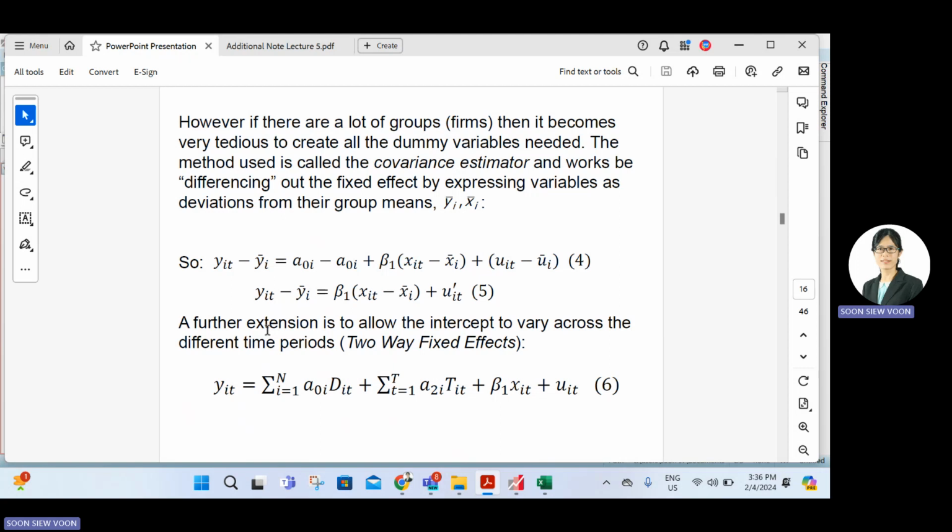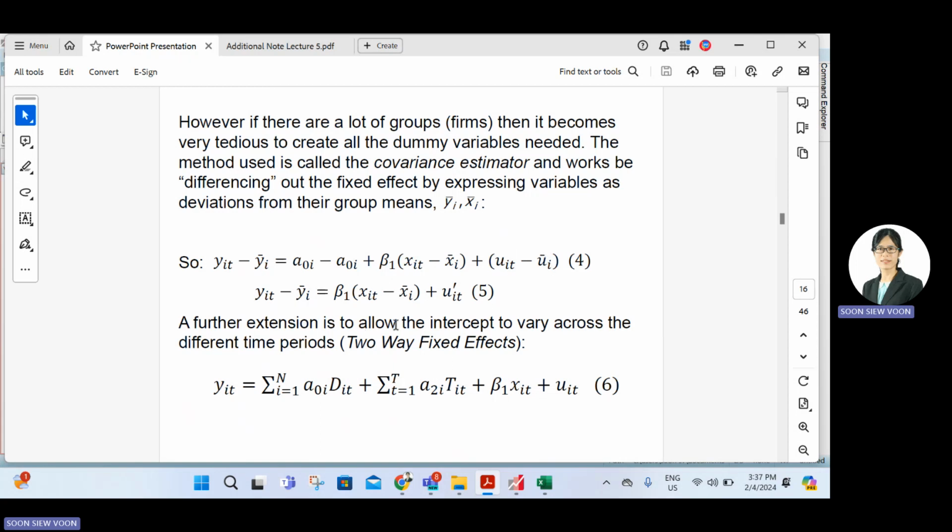So the method used is called the covariance estimator, which works by differencing out the fixed effect by expressing the variables as deviations from their group mean. Because there are a lot of firms, it is very tedious to create all the dummy variables needed, so we can use this differencing. We use y minus the group mean, with subscript i for the group mean. Then each x variable also minus its average, as well as the mean value for the residual.